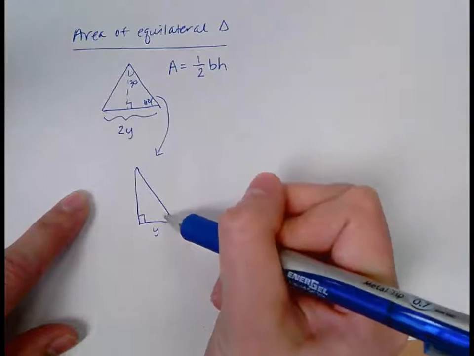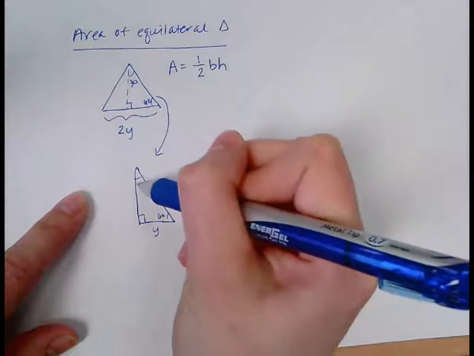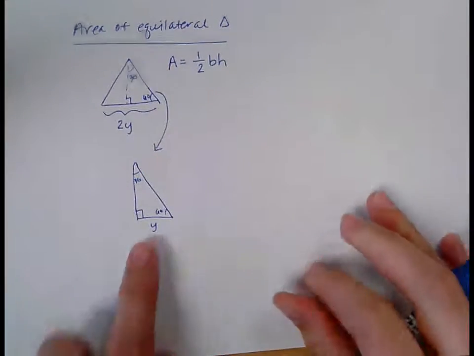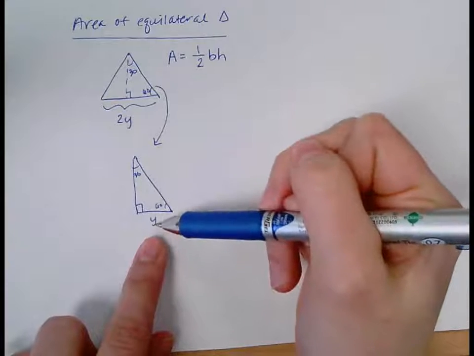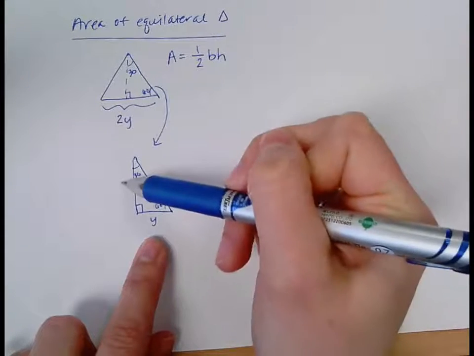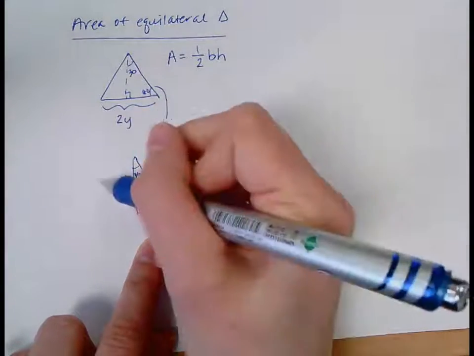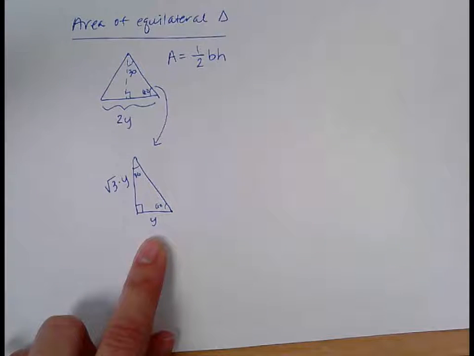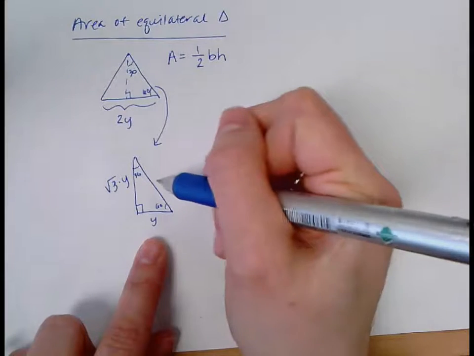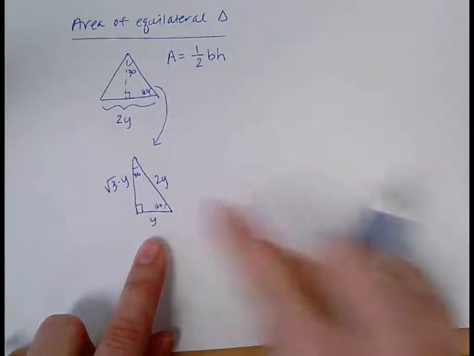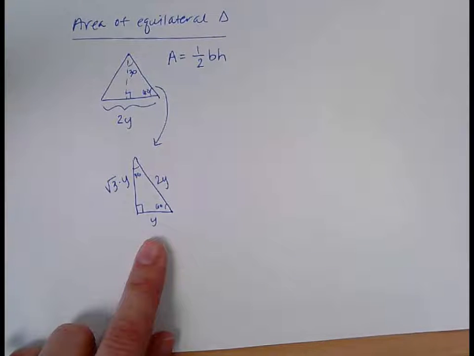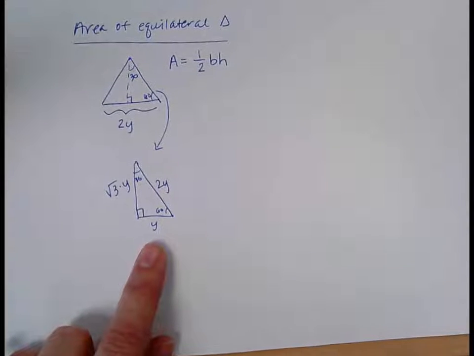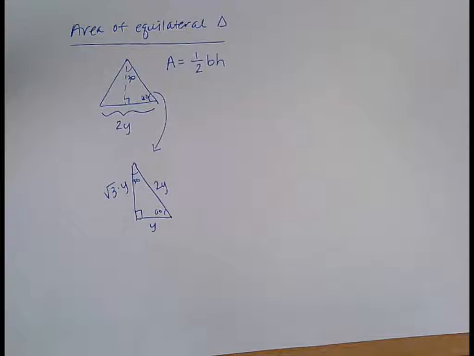And if you remember special right triangles, if the short side is y, the long side, which would be the height, is the square root of 3 times the short side. If you don't remember, I'm explaining it to you now. And then the hypotenuse would be 2 times the length of the short side. But that allows us to find our height.